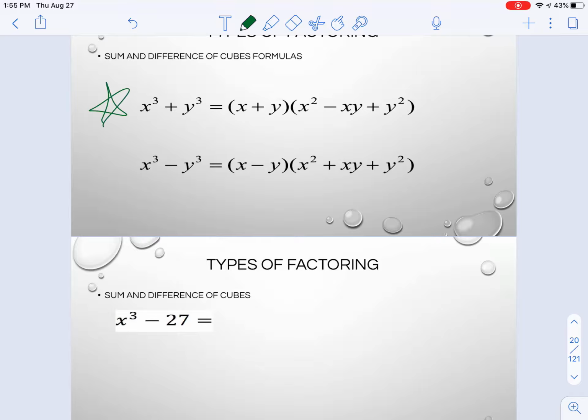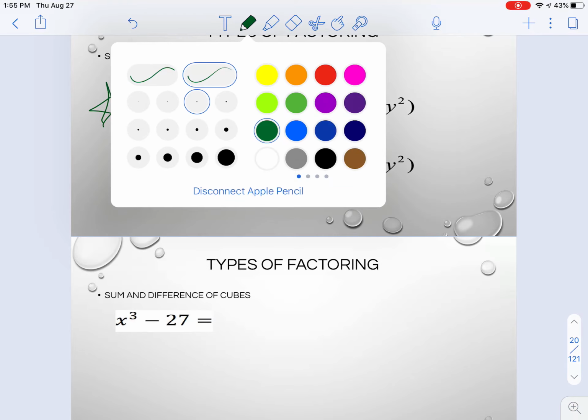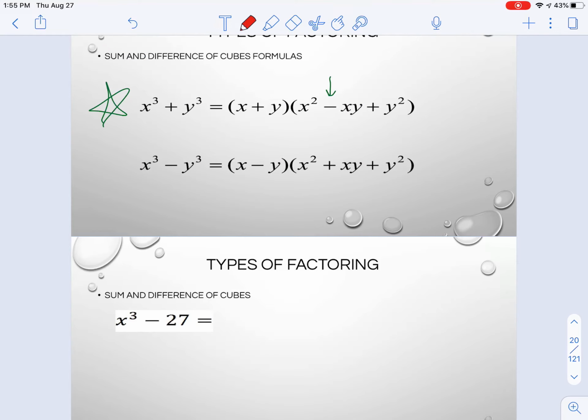It's kind of tough because the first formula that I've starred is the sum of cubes. We would think everything would be addition, but we do have a subtraction sign here in the middle. Same with the other one. Again, it's just making observations. For the difference of cubes, we think everything would be subtraction, but the only thing that's subtraction is that.